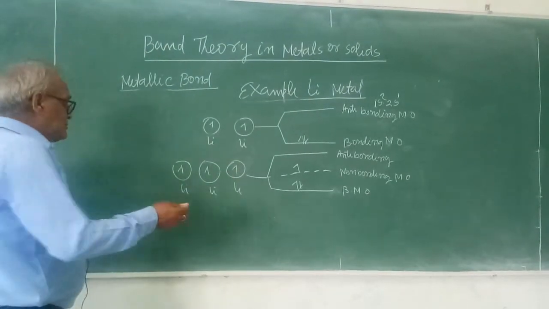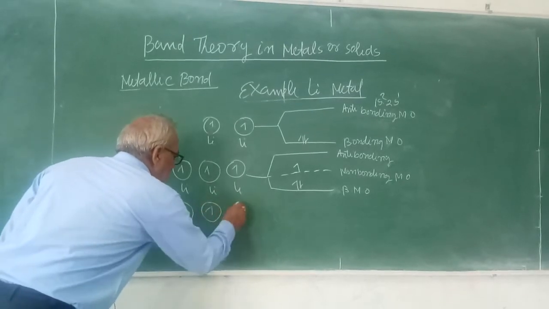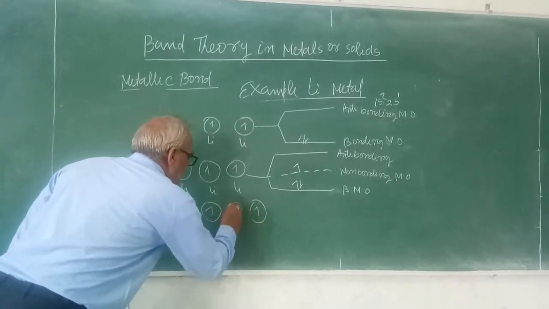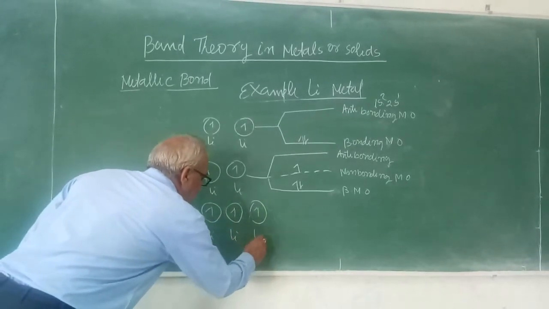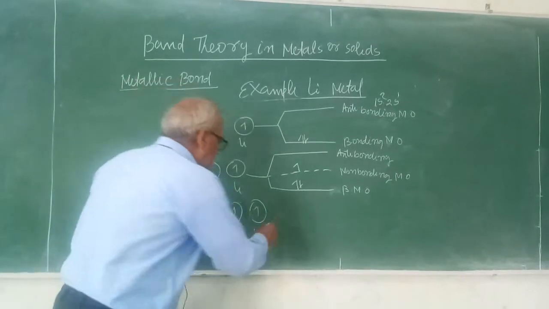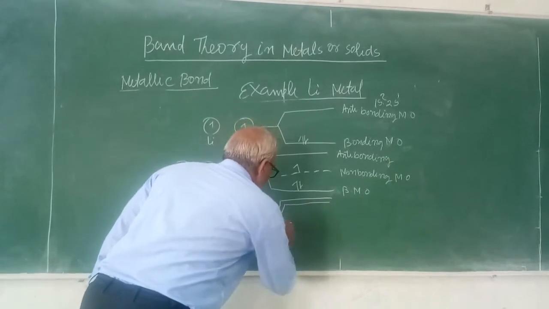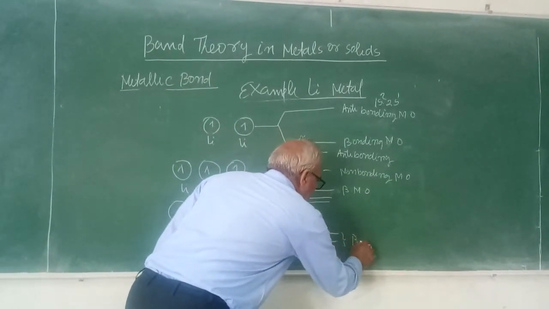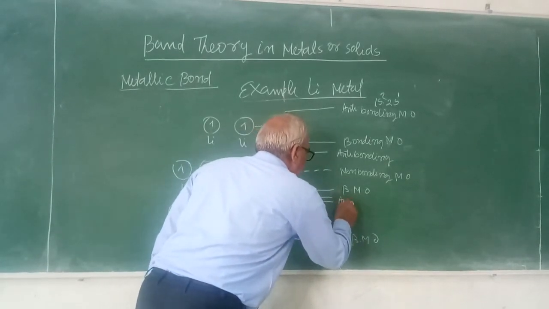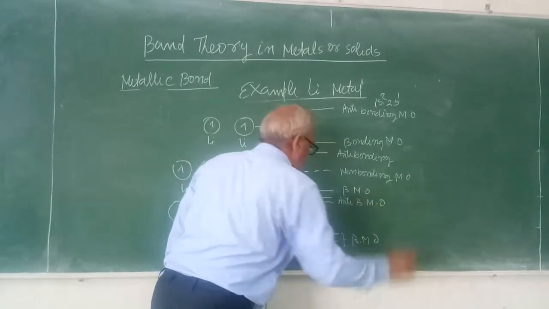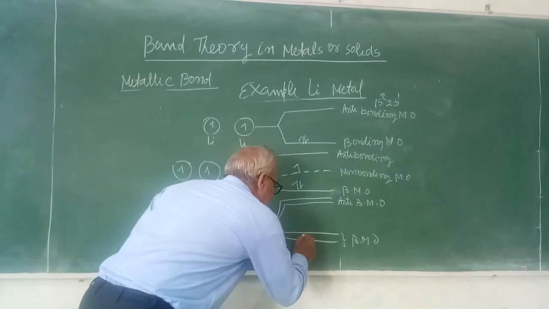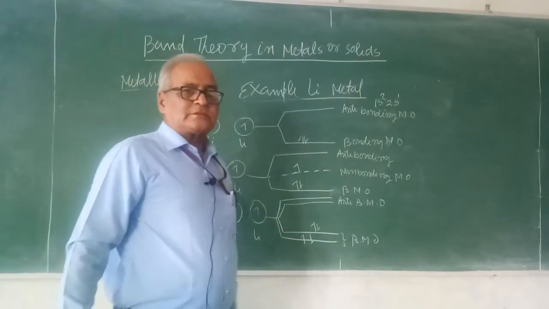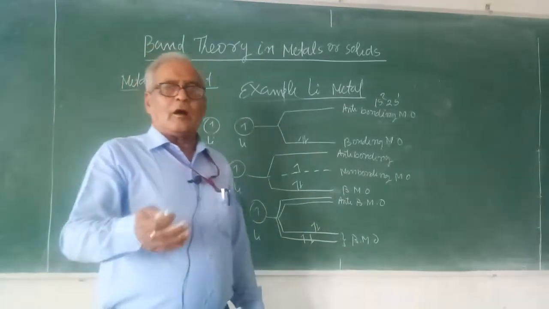But let us consider four atoms, each with one electron, like this. Lithium. These two are the bonding molecular orbitals and these two are anti-bonding molecular orbitals. There are four electrons, two electrons in each, and all four electrons are in the bonding molecular orbitals.